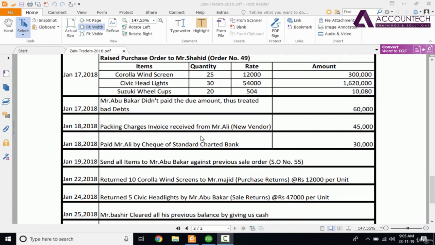Next transaction is of 18 January 2018 and the transaction is paid to Mr. Ali by check of Standard Chartered Bank and the amount is 30,000. Now if you notice, on the same date, January 2018, the packing charges invoice was received from Mr. Ali, and the same day we are making the payment of it. Then why did we book the purchase invoice? As I told you, purchase invoice is for the vendors from whom we are purchasing on credit. But this is sort of credit because the total amount was 45,000 and we are paying 30,000. So 15,000 will still be pending.